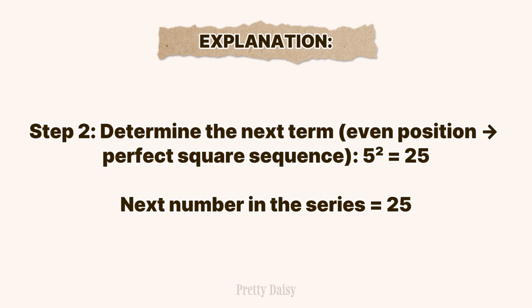Step 2. Determine the next term. Since the missing term is in an even position, continue the perfect square sequence. 5 squared equals 25. Final answer: the next number in the series is 25.